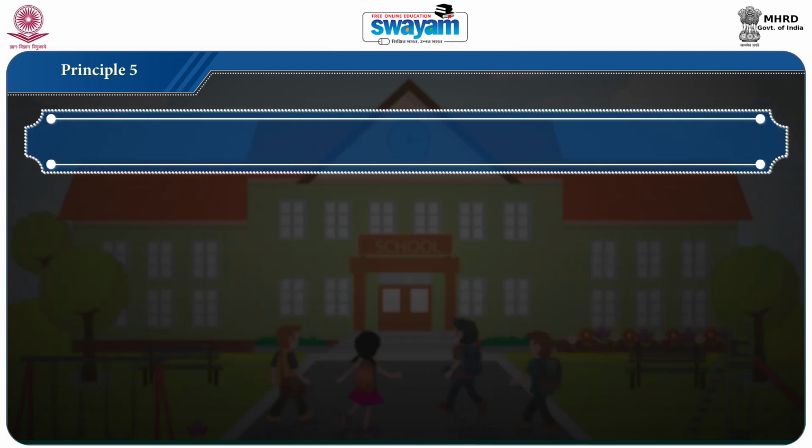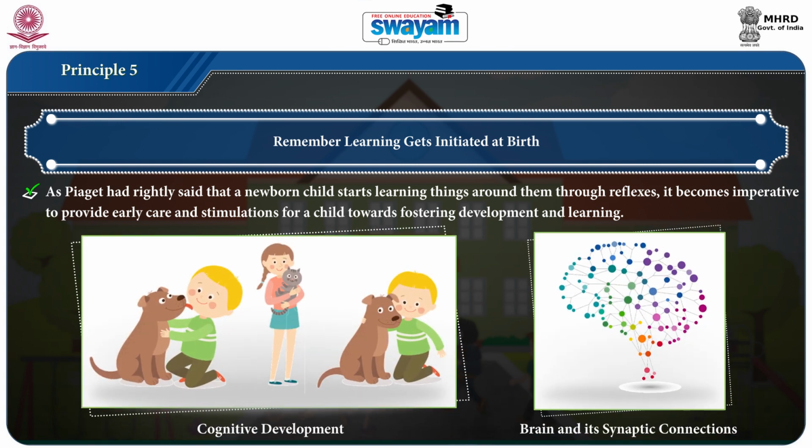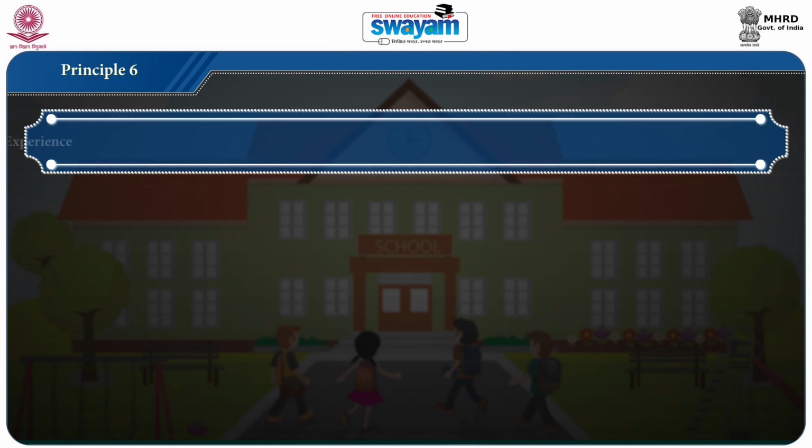The fifth principle is to remember learning gets initiated at birth. As Piaget had rightly said, a newborn child starts learning things around them through reflexes, so it becomes imperative to provide early care and stimulation for a child towards fostering development and learning. Moreover, the rapid synaptic connections in the first few years of life account for the later mastery over a skill or a potential.